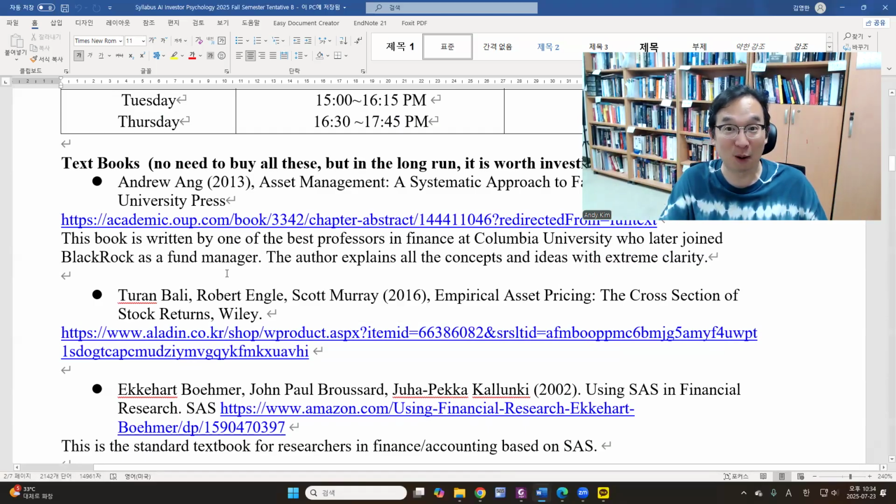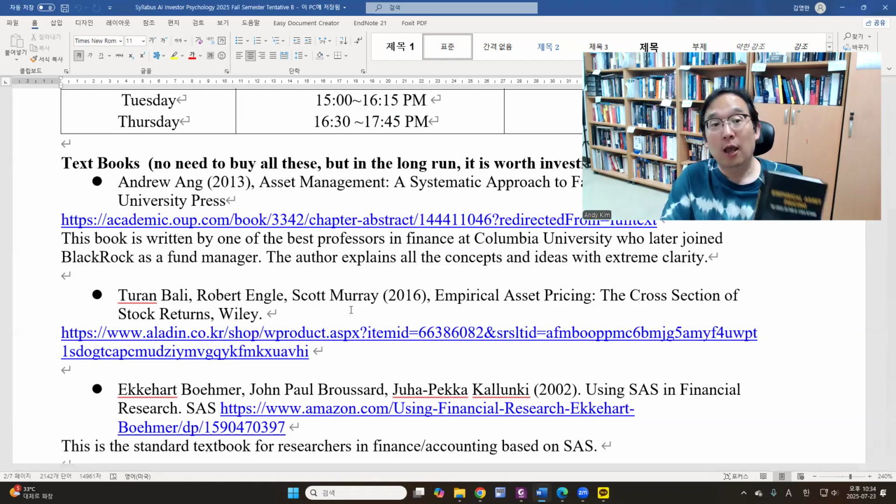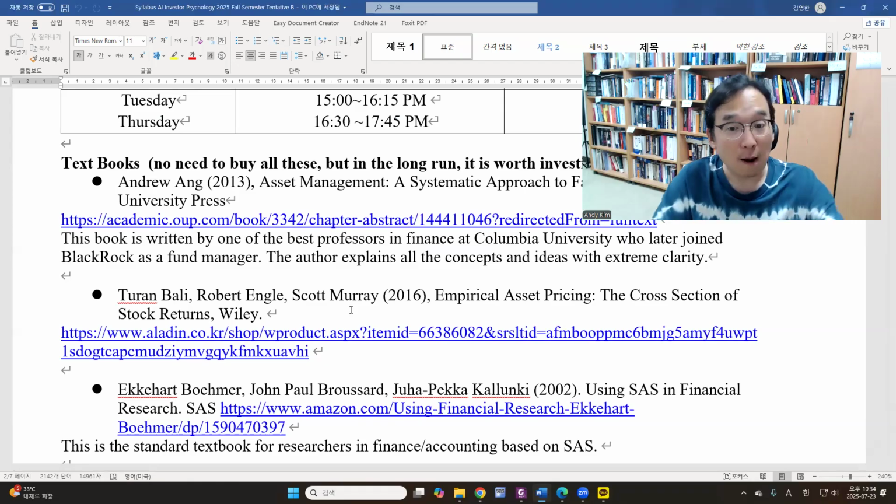Moreover, the second author, Robert Engle, is a Nobel Prize winner. Okay, Nobel Prize winner. And then Scott Murray, he's familiar with SKKU, and he has been helping us before. He knows about our students. He's a great guy, great guy. And so I encourage you to read this book.